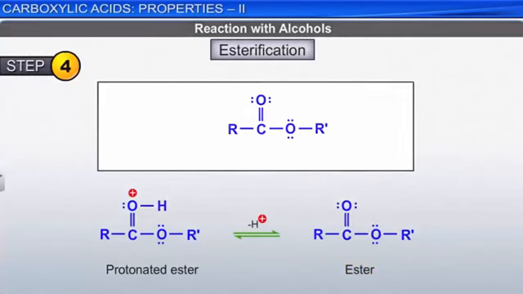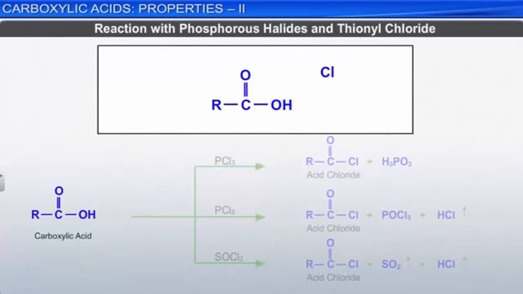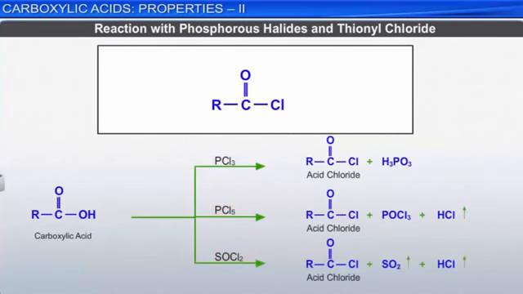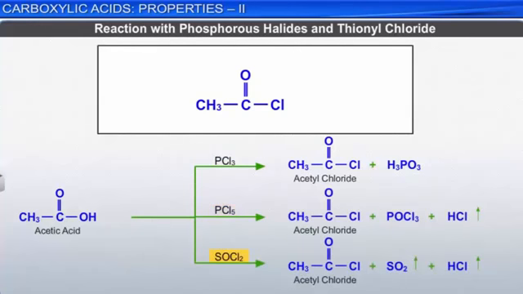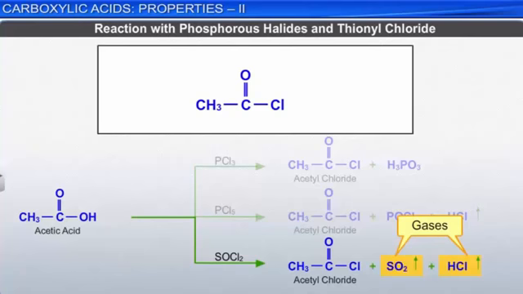The OH group of carboxylic acids is replaced by a chlorine atom on being treated with phosphorus halides or thionyl chloride to form acid chlorides. The reactions of acetic acid with phosphorus trichloride, phosphorus pentachloride or thionyl chloride are shown here. Note that although acetyl chloride is the main product in all the three reactions, the byproducts vary. Thionyl chloride is preferred because both the byproducts, sulfur dioxide and hydrogen chloride, being gases, escape the reaction mixture, making the purification of the products easier.